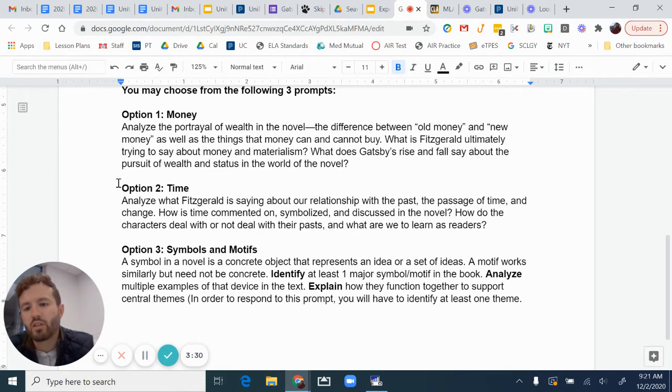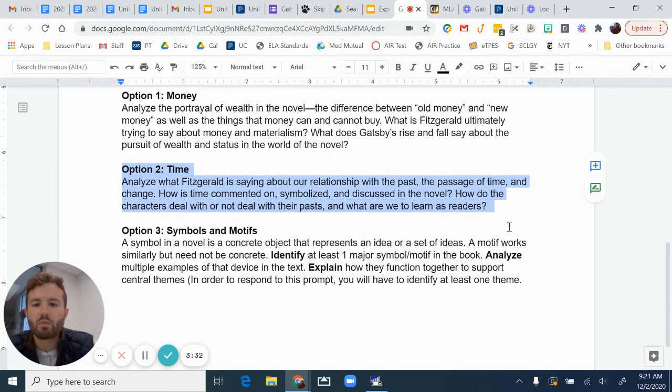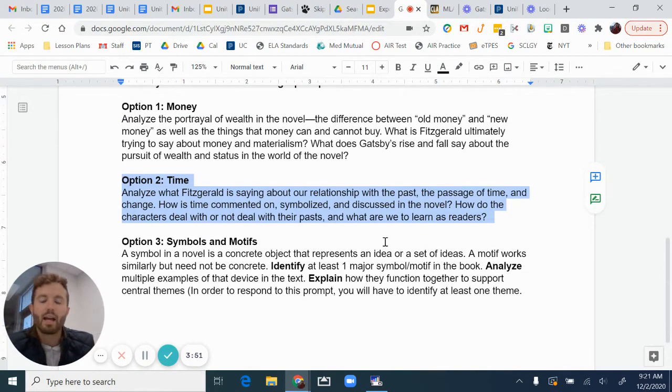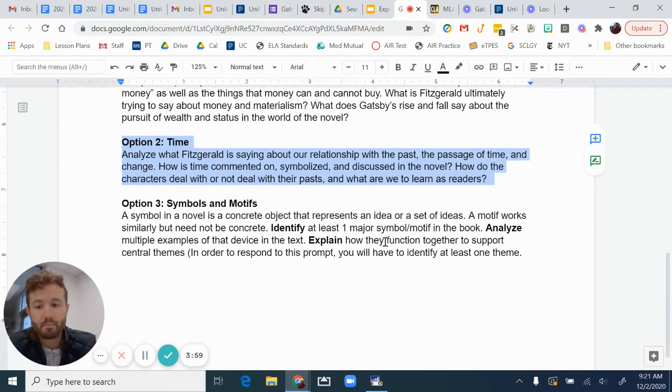The second option is to discuss time in the text. Analyze what Fitzgerald is saying about our relationship with the past, the passage of time and change. How was time commented on, symbolized, and discussed in the novel? How do characters deal with or not deal with their pasts? And what are we to learn as readers? So far, the 2 big thematic topics you've got to choose from here are money and time. You'll have to decide what the text is saying about those topics and how it's saying it. Again, your best tool here is going to be your journal entries.